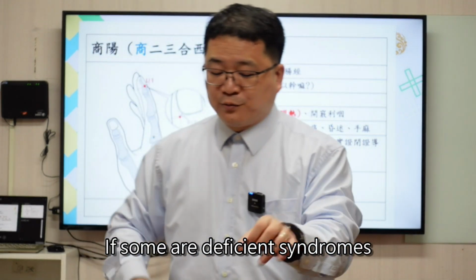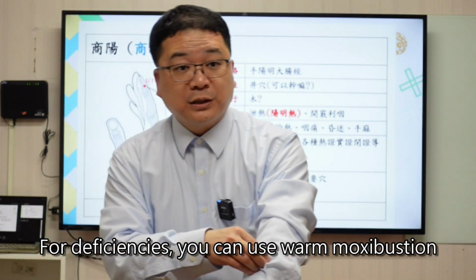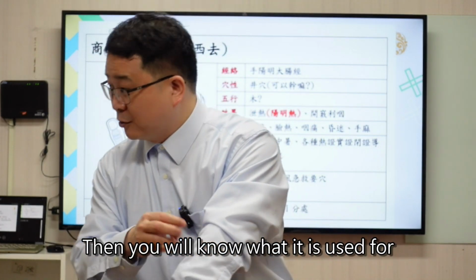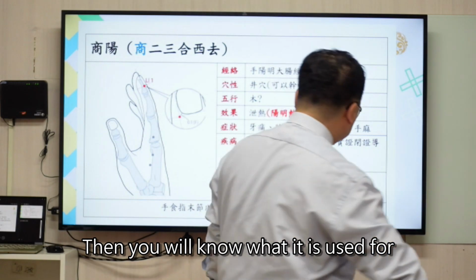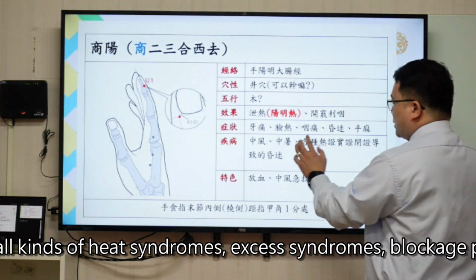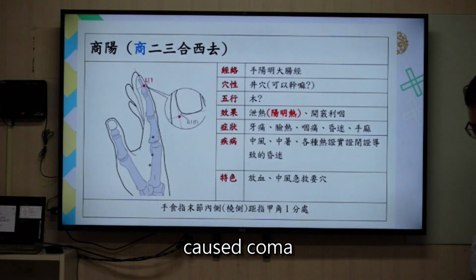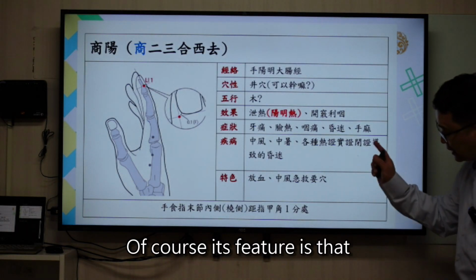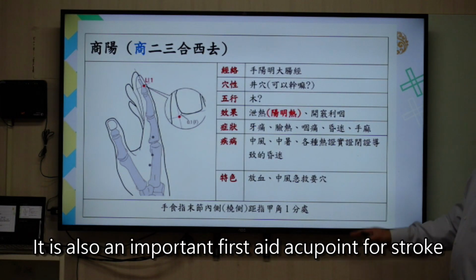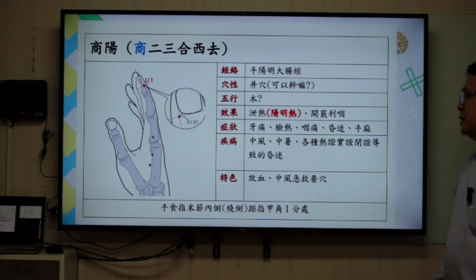If some are deficient syndromes, for deficiencies, you can use warm moxibustion. Then you will know what it is used for. So it is all kinds of heat syndromes, excess syndromes, caused blockage patterns. Of course, its feature is we need to perform bloodletting. It is also an important first aid acupoint for stroke.